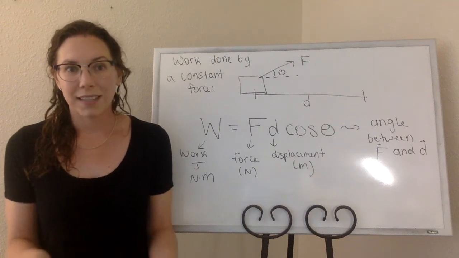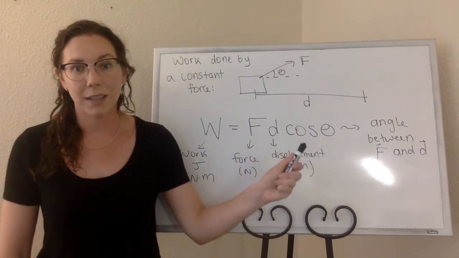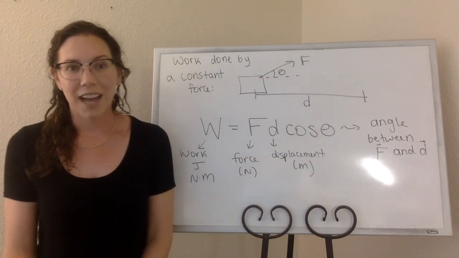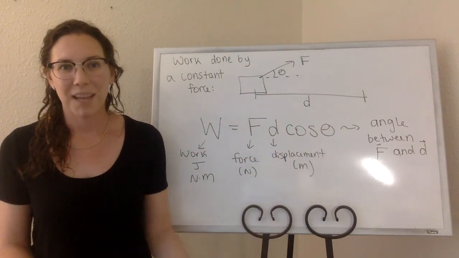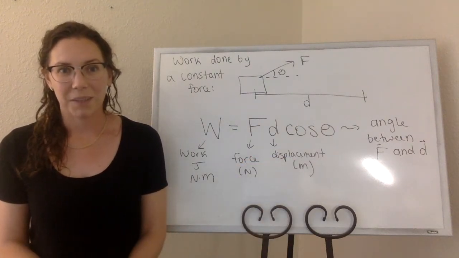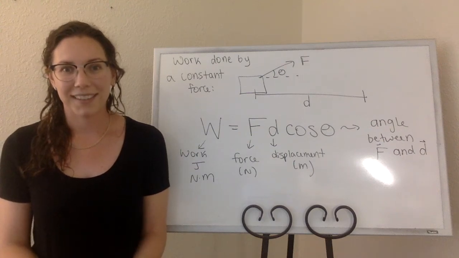Also, work is a scalar quantity. It's not a vector. We have two scalars here and cosine of theta. This is actually a dot product of vectors. That's where this relationship comes from, and it produces a scalar. However, work does have a sign associated with it.